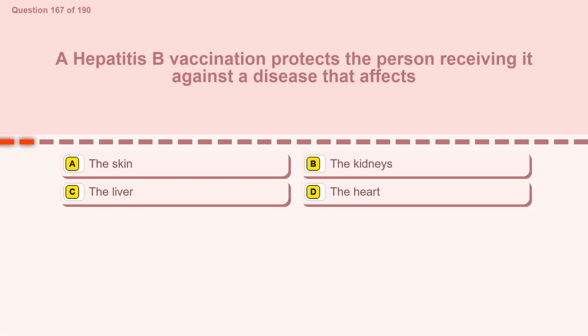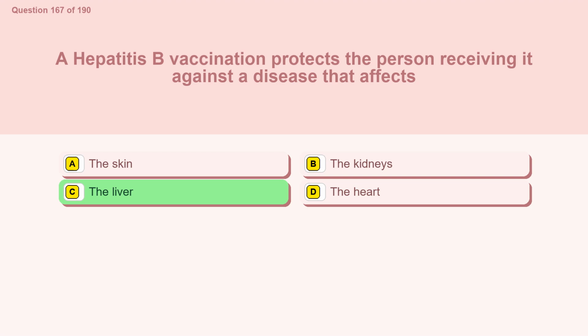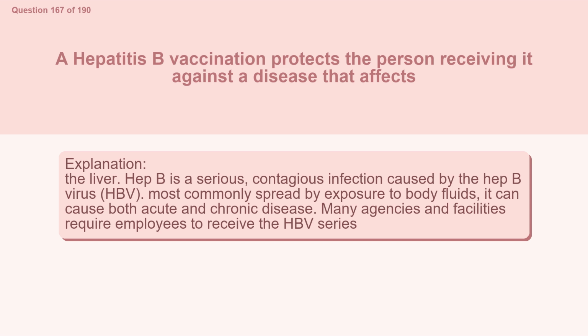Question 167. A hepatitis B vaccination protects the person receiving it against a disease that affects: option A, the skin. Option B, the kidneys. Option C, the liver. Option D, the heart. The correct answer is option C, the liver. Hep B is a serious, contagious infection caused by the Hep B virus, HBV. Most commonly spread by exposure to body fluids, it can cause both acute and chronic disease. Many agencies and facilities require employees to receive the HBV series.